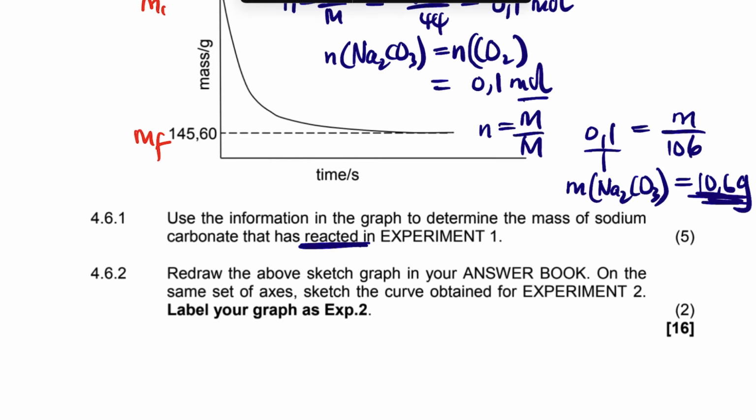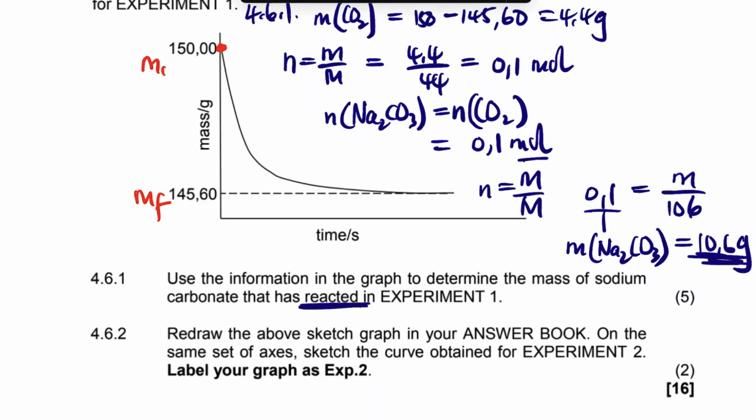Now the last question here says redraw the sketch in your answer book on the same set of axes and sketch the curve obtained for experiment 2. Now experiment 2, guys, as we said, occurs at a higher rate, and we are told to sketch on the same set of axes. So we have to redraw this, but I'm not going to redraw it. And then you sketch experiment 2. Experiment 2 is going to be like that.